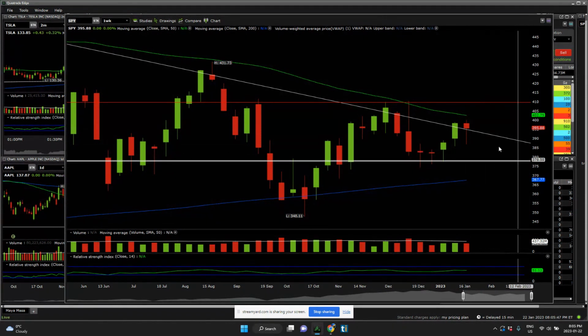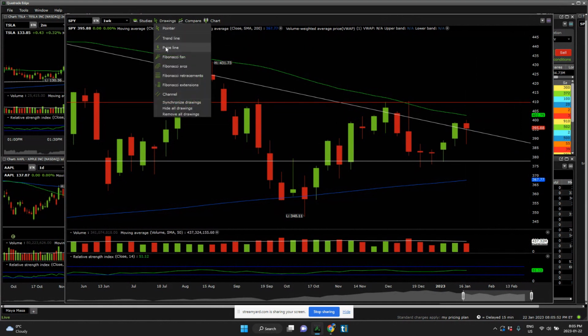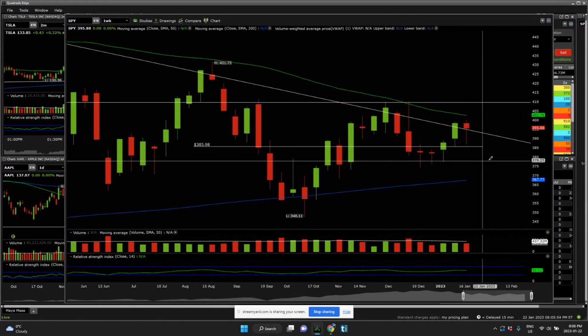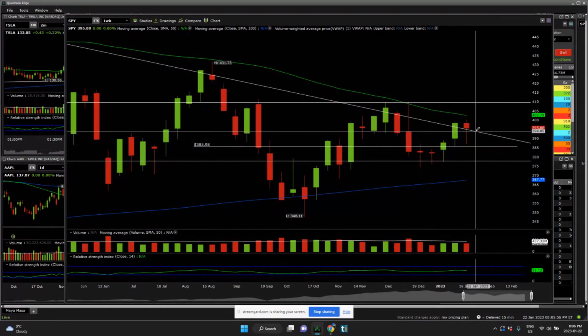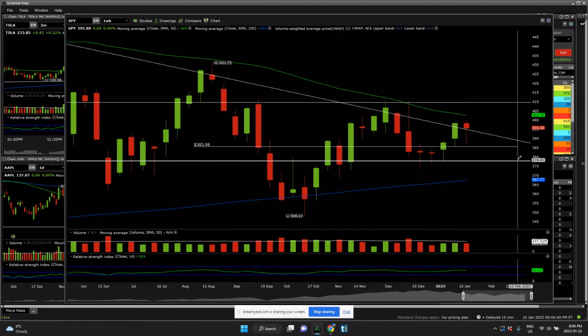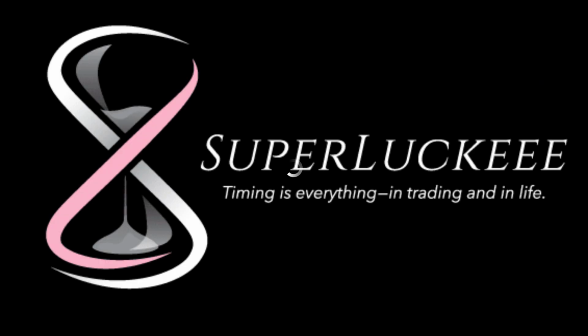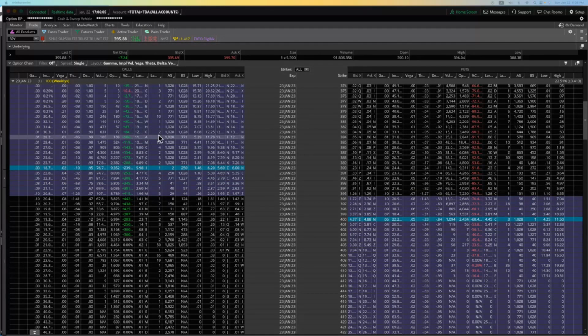Do you think there's another support? Maybe 385 could be, but I think if it gets rejected off this, it's coming back down here, right? That's pretty straightforward. So what's showing on my options chart is this. Here, if you look at the open interest, right? Open interest.